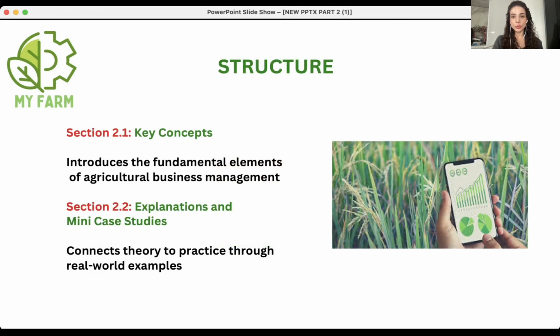In section 2.1, you will come across the fundamental elements of agricultural business management. In section 2.2, you will come across detailed explanations and mini case studies. These case studies and detailed explanations are going to expand on theoretical ideas with real-world applications.